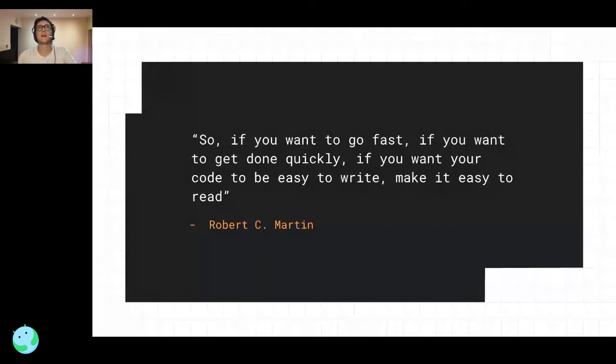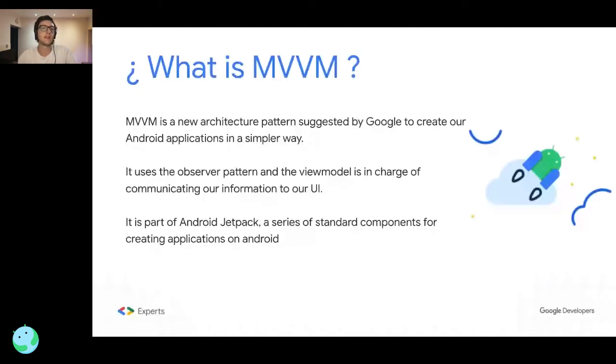So there is a new architecture pattern that we will discuss, which is Model-View-ViewModel. This is a new concept introduced by Google to create our applications in Android. It's part of the Jetpack architecture. The Jetpack libraries in Android are a new series of standard components for creating modern applications in Android, and one of them is architecture in Jetpack. This time, we are seeing an MVVM pattern that is more like an observer pattern.